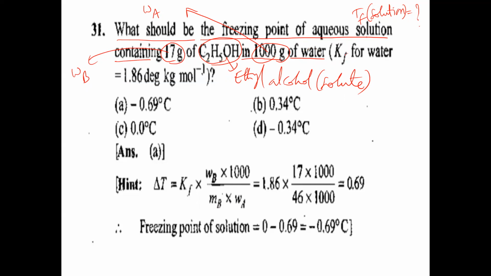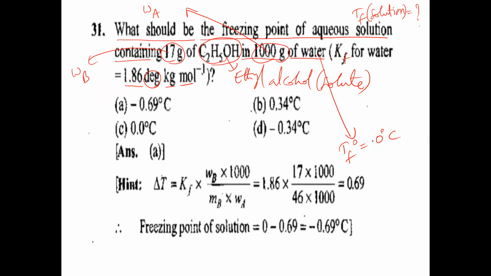And Kf for water is 1.86 degree kg mole inverse, that is Kelvin kg mole inverse. Sometimes the Kf value of water will not be given in numerical problems, so we have to remember 1.86. They ask you to calculate TF of solution, and water is the solvent here. For this water solvent, we must know TF naught. TF naught of pure water is 0 degree Celsius. It is the freezing point of pure water. The freezing temperature of pure solvent is 0 degree Celsius here.